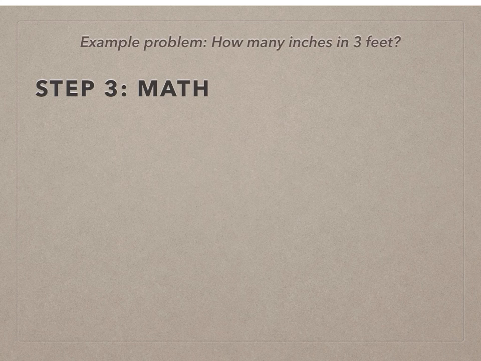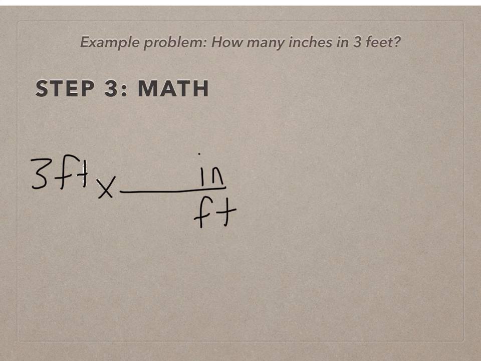So first step, we write down what we have. We have 3 feet. We're going to multiply it by a fraction. No numbers yet. We want feet to go away, so we put feet on the bottom. We're converting to inches, so I'm going to put inches on top.